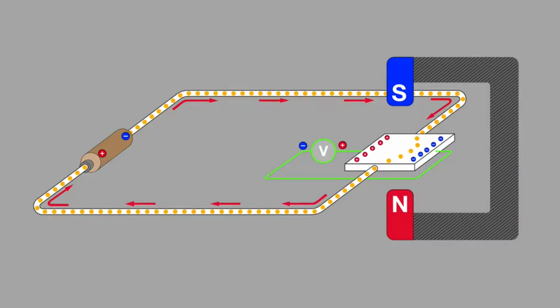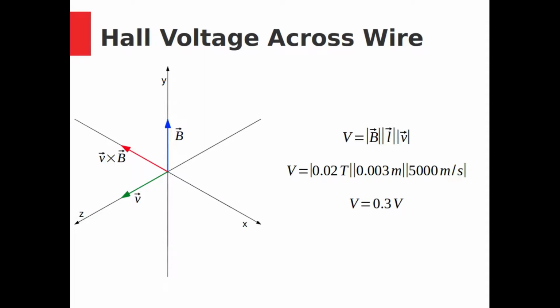Now, since the electrons get pushed sideways to one side of the plate, an imbalance of charge results within the plate, and that imbalance of charge in turn means that there is an electric field within the plate and consequently a voltage drop. In fact, we can calculate the voltage drop as follows. The voltage equals the strength of the magnetic field, B, times the width of the plate, L, times the velocity of the charges, v.